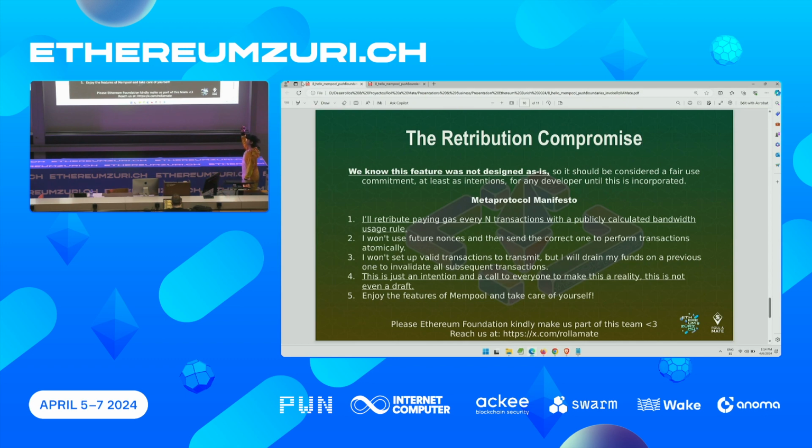So we need to find some way to retribute by paying gas every N transactions, because with all these protocols I was showing you, you are not paying any gas on L1, and you are consuming the nodes at high demand if you want. Also, don't use future nonces, because there are a few vulnerabilities in Ethereum L1. I shouldn't disclose them, but I will.